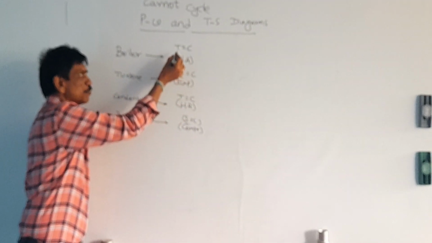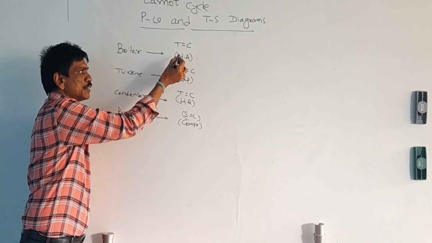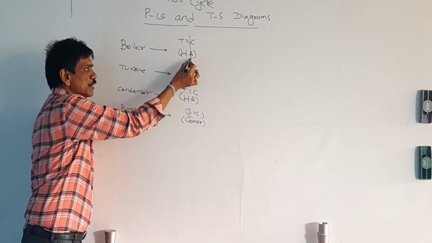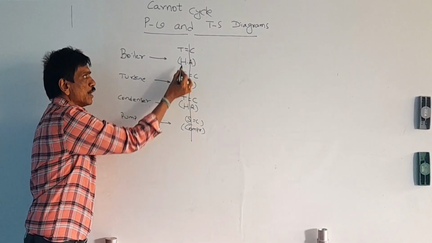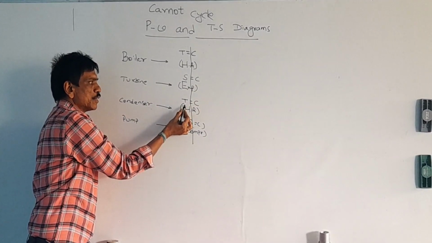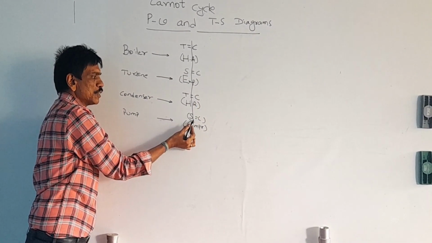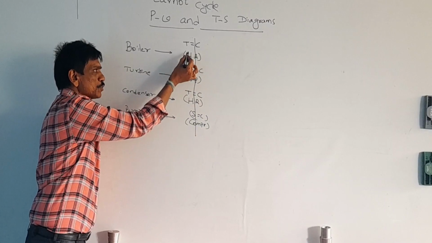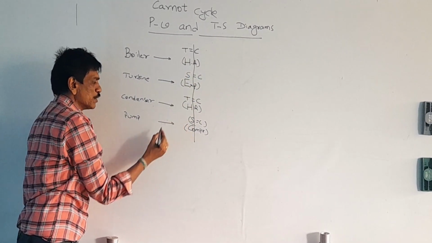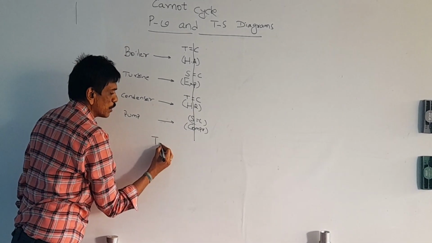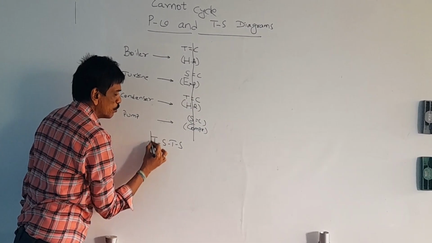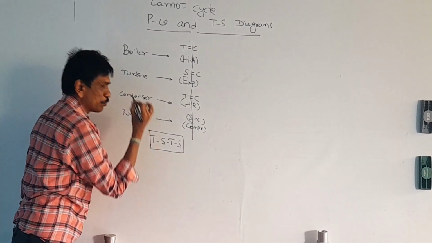So how can we remember the Carnot cycle? It is very easy. Here you can see the TS: isothermal heat addition, isentropic expansion, isothermal heat rejection, isentropic compression. So the cycle can be remembered as TS. We can give the code for the Carnot cycle, the TS. Like that we can remember the Carnot cycle.